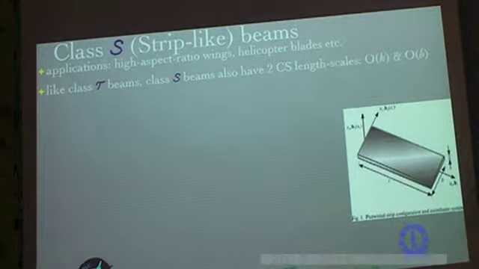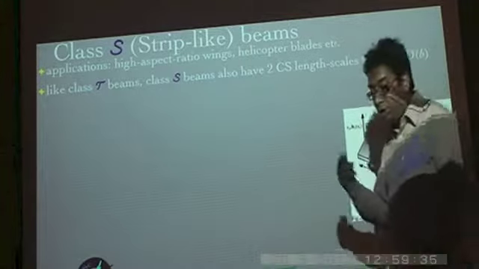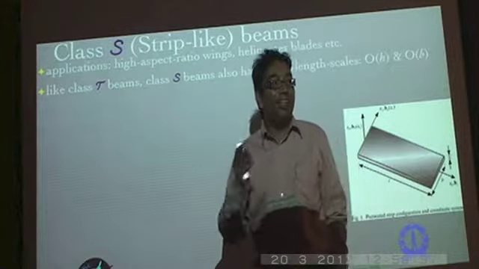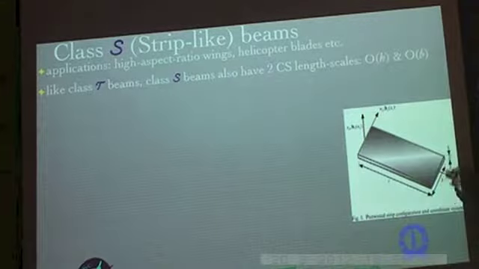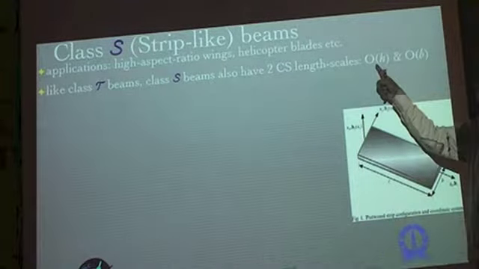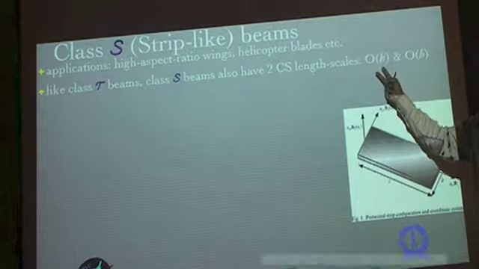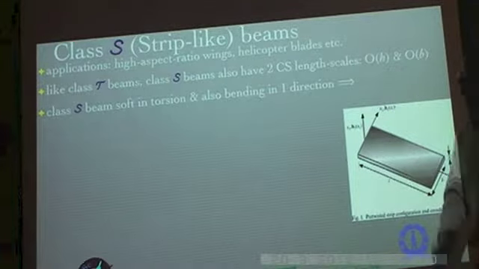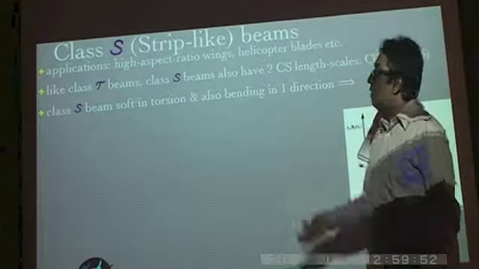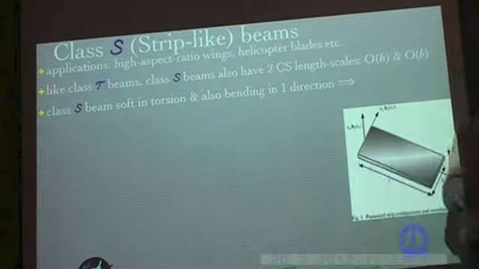And like class T beams, class S beams also have two cross-sectional length scales. In other words, not all cross-sectional dimensions are of the same order of magnitude. There is a difference. So what is that difference we're talking about? Here, as I said, h and b. In terms of orders of magnitude, we say order of h and order of b, and those are different orders.